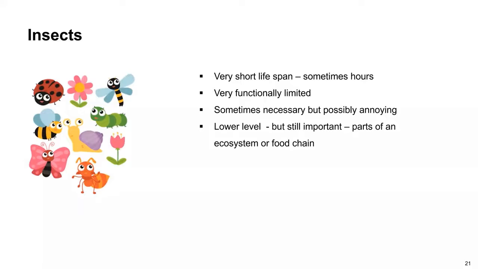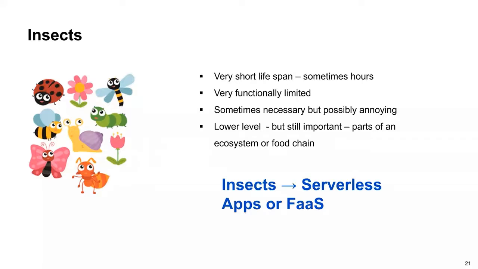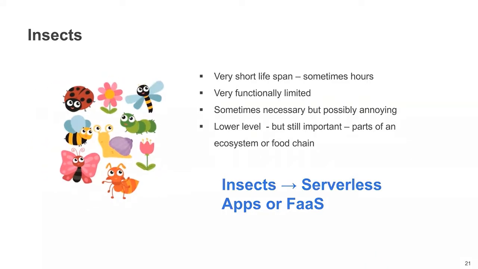They're functionally limited typically. They're sometimes necessary, sometimes they're annoying. You sort of have to have them, but they can be a bit of a pain. But they are lower level and very important parts of a broader ecosystem and food chain. You know, certain animals eat bugs, other animals eat those animals, etc. They pollinate plants, so they do serve a very valuable purpose. So insects are kind of serverless apps or functions as a service. So these are very small pieces of code or fragments of code that serve very specific purposes.